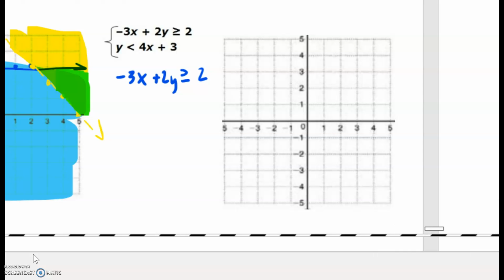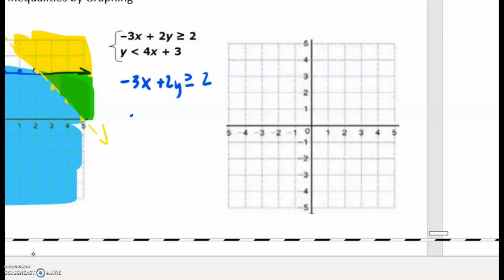So I'm going to move the 3x over. I'm left with 2y is greater than or equal to positive 3x plus 2. Now I'm going to divide by 2, which gives y is greater than or equal to 3/2 x plus 1. Make sure your inequality stays the same here because we're not dividing by a negative. It's only when you divide or multiply by a negative that it flips. All right, now I'm going to graph that line.